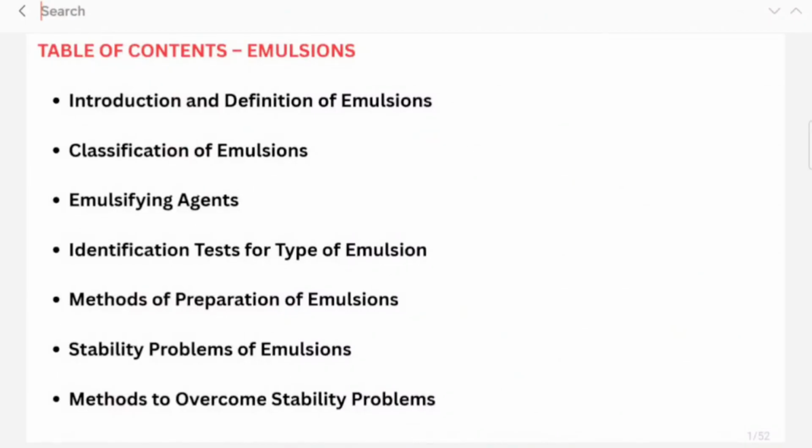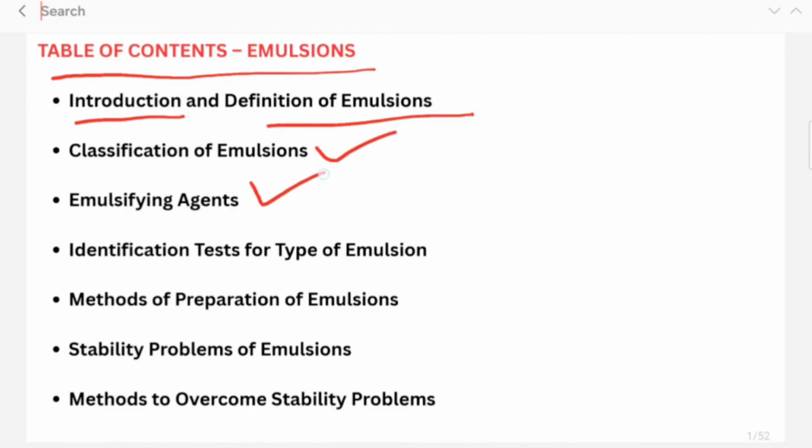In this video, we are going to see about the emulsions. So, we are going to discuss regarding introduction and definition of emulsions, classification of emulsions, and emulsifying agents. So, next video will be on this topic: identification test and method of preparation, and stability problems in emulsions and methods to overcome the stability problem.